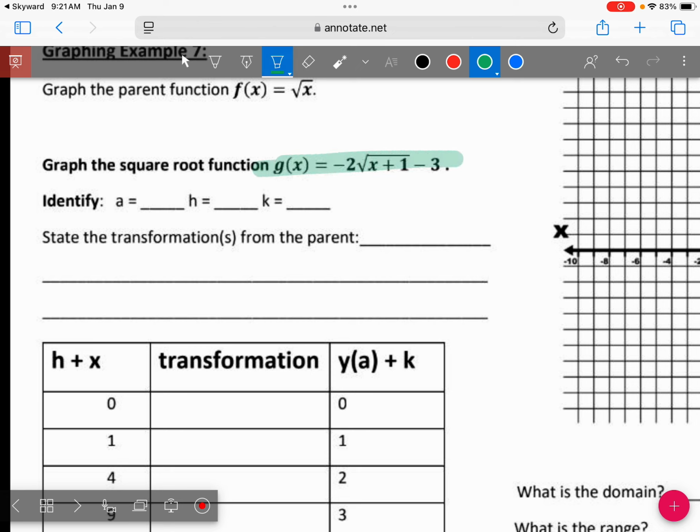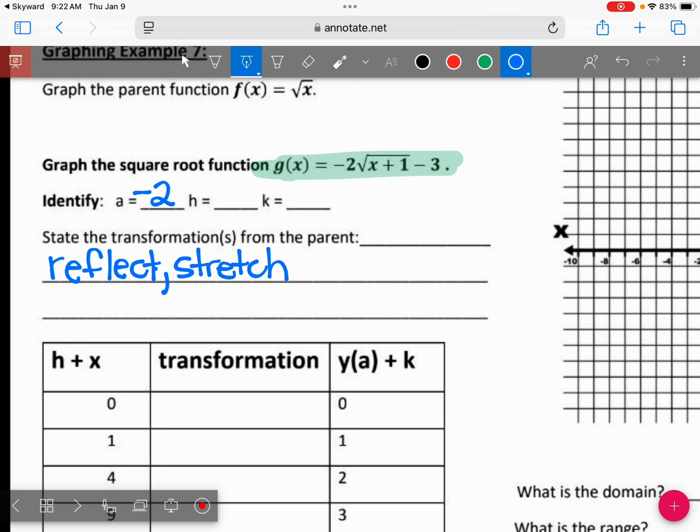Look at this one here. Identify A, H, and K. So what would you put for A, H, and K? A is -2. So because it's negative, it's going to flip down. And because it's a 2, it's also going to stretch. So the negative makes it reflect, the 2 makes it stretch. So it does 2 different things.